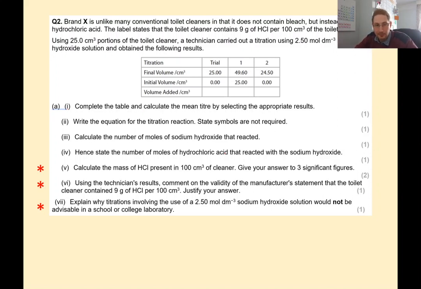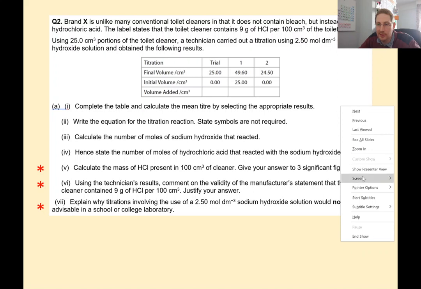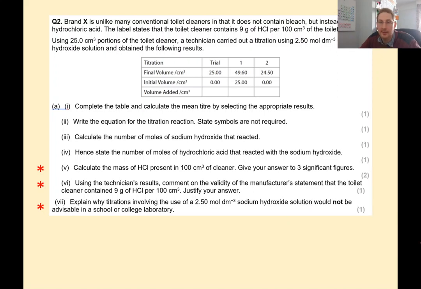Finally here, state the number of moles. Most people were fine with the equation for the titration reaction, the number of moles of sodium hydroxide that reacted, and the number of moles of hydrochloric acid that reacted with the sodium hydroxide. I think from memory the answer was that the number of moles of sodium hydroxide was 0.614. Okay, now I think a few people recorded that as 0.61, and we'll see why that was a problem.